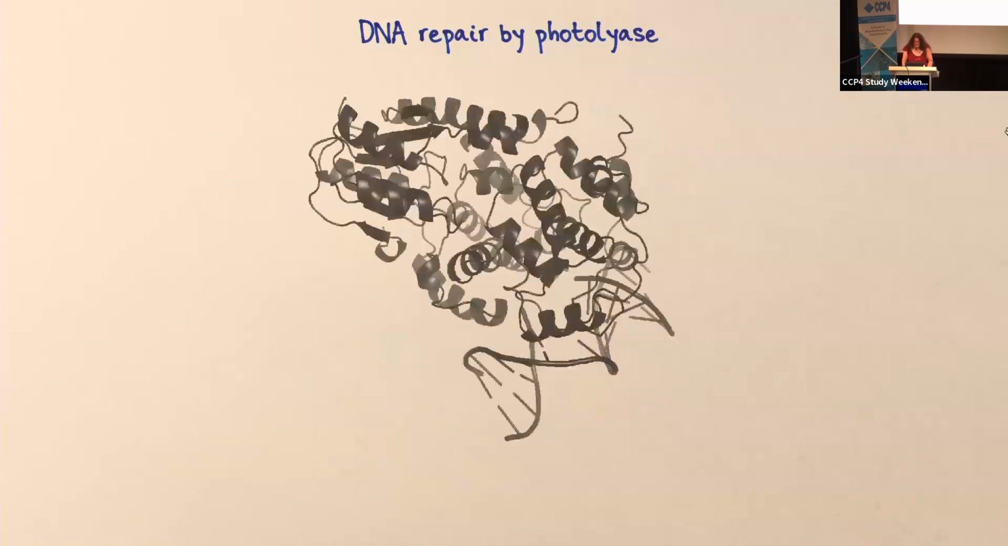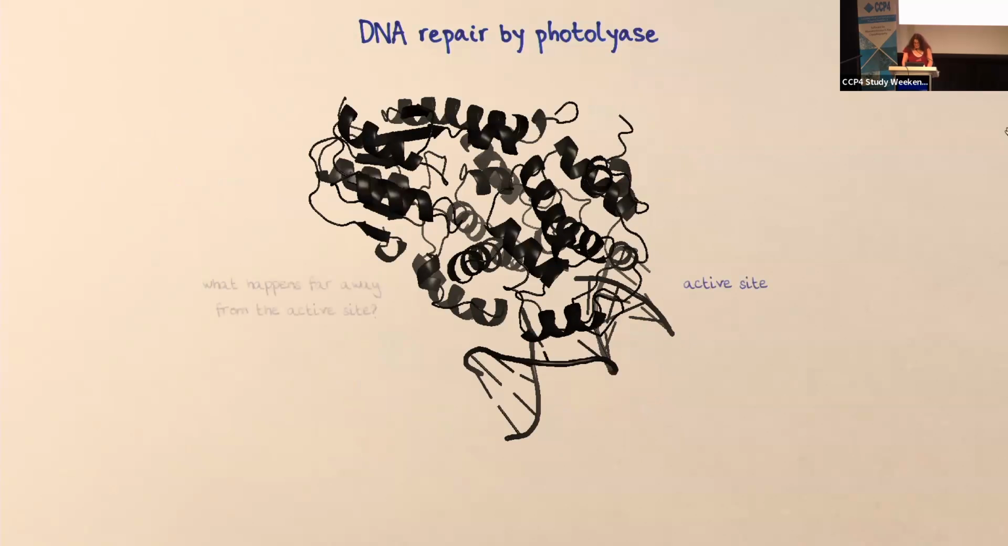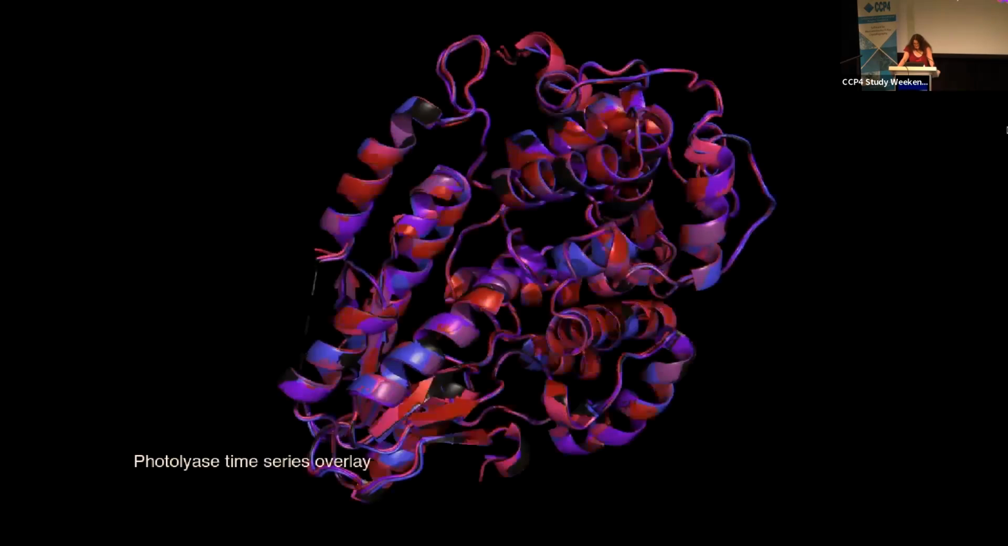However, I'm interested in what the rest of the protein is doing because it's quite big. So it's probably doing something as well. The active site is at the boundary between the protein and the DNA. But what is the rest of the protein doing? So one way we could answer this is to overlay all of the structures and have a look to see if we see some kind of meaningful change in the data.